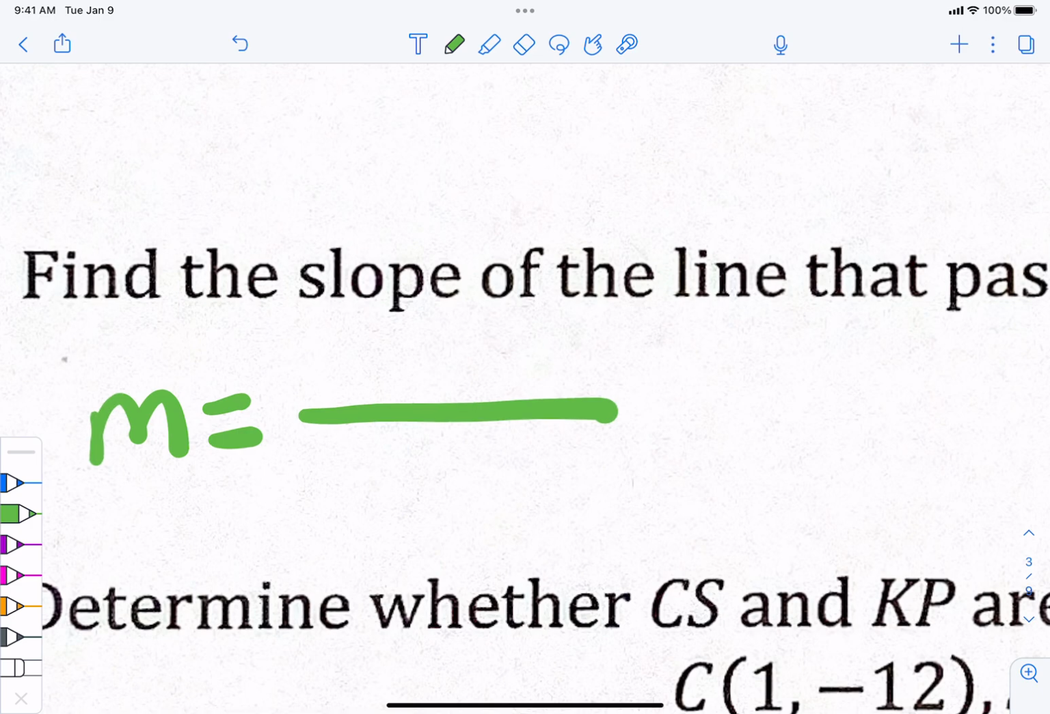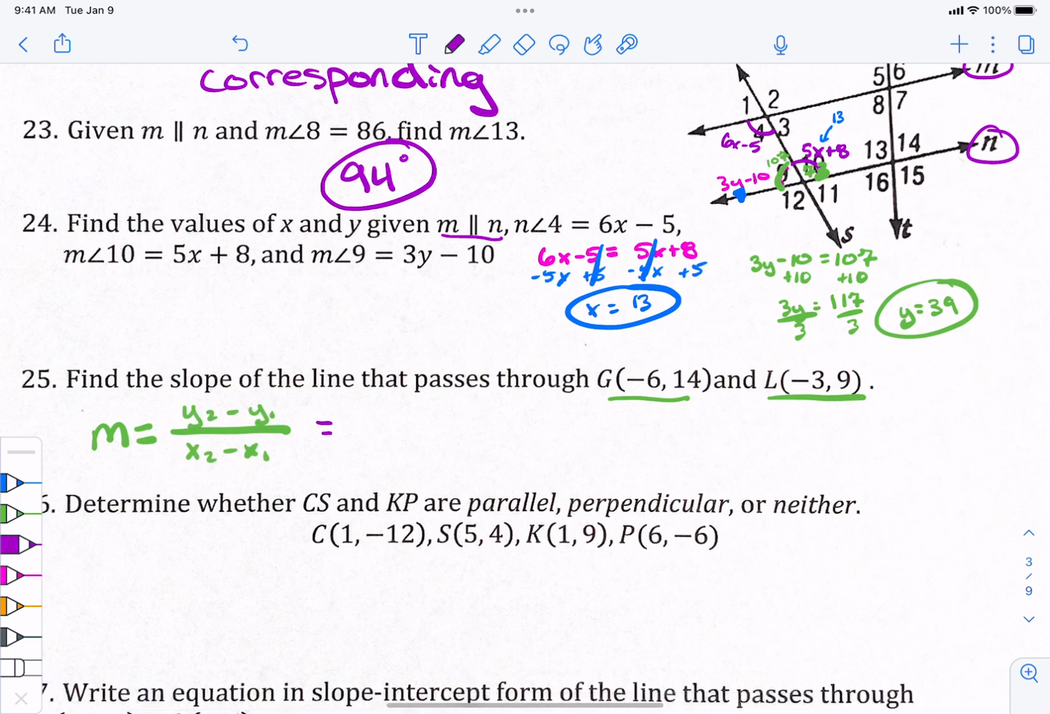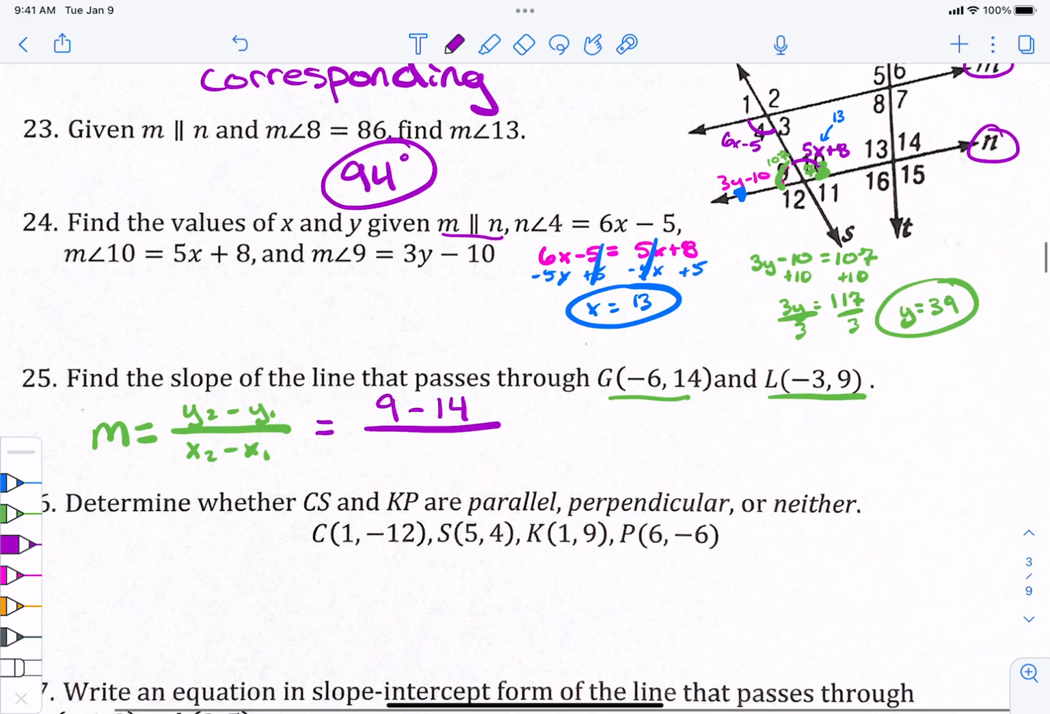Or slope? y2 minus y1 over x2 minus x1. That's the formula for slope, okay? So if we're using those two coordinate points, what's your second y coordinate? 9. 9 minus 14, because those are the y's, right?